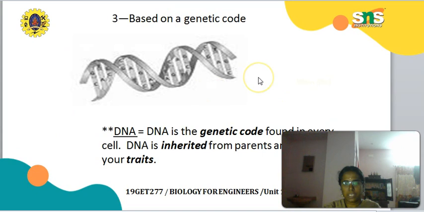So next one, DNA. DNA is the genetic code found in every cell. DNA is inherited from parents and controls your traits. The important factor is DNA.